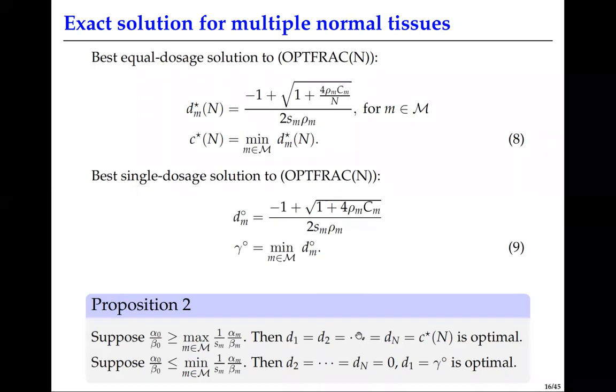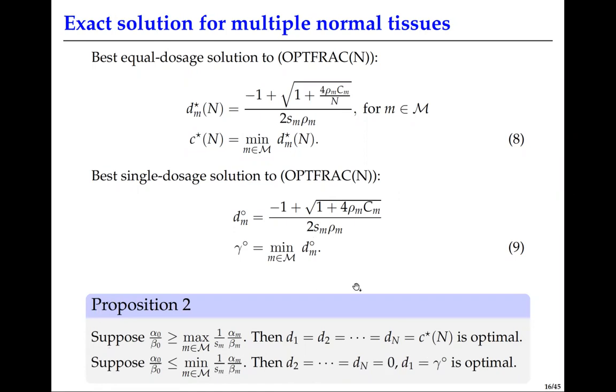But we do not know when the best equal dosage is in fact optimal, or in other words, when equal dosage is optimal. And this actually gives us a sufficient condition for that, which says that the tumor alpha over beta ratio has to be bigger than this alpha over beta ratio. And of course, this is the sparing factor that is scaling that quantity. Then setting all these doses to this C star of n is actually optimal. On the other hand, if this is smaller than the smallest among all these ratios, then a single dosage solution is optimal, meaning set all the doses to 0 except 1, and that one should be set equal to gamma 0. That is an optimal solution in that particular case.